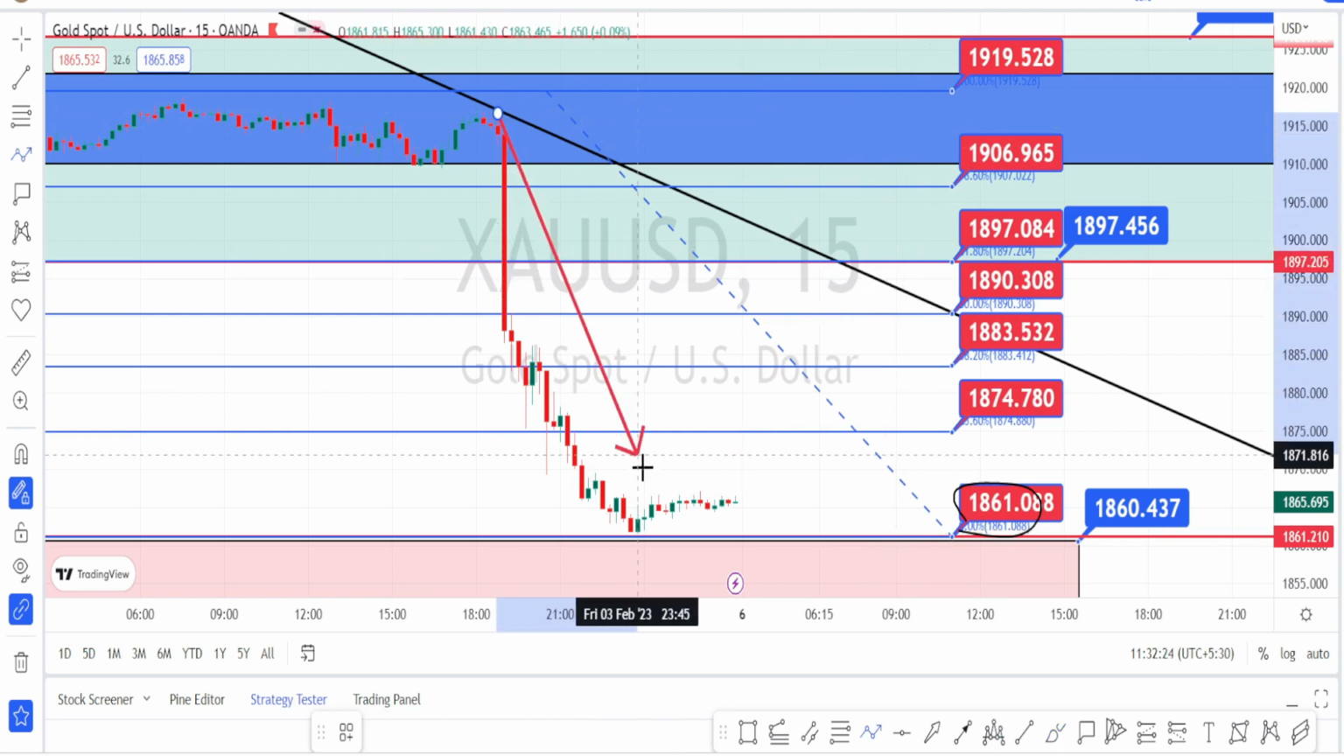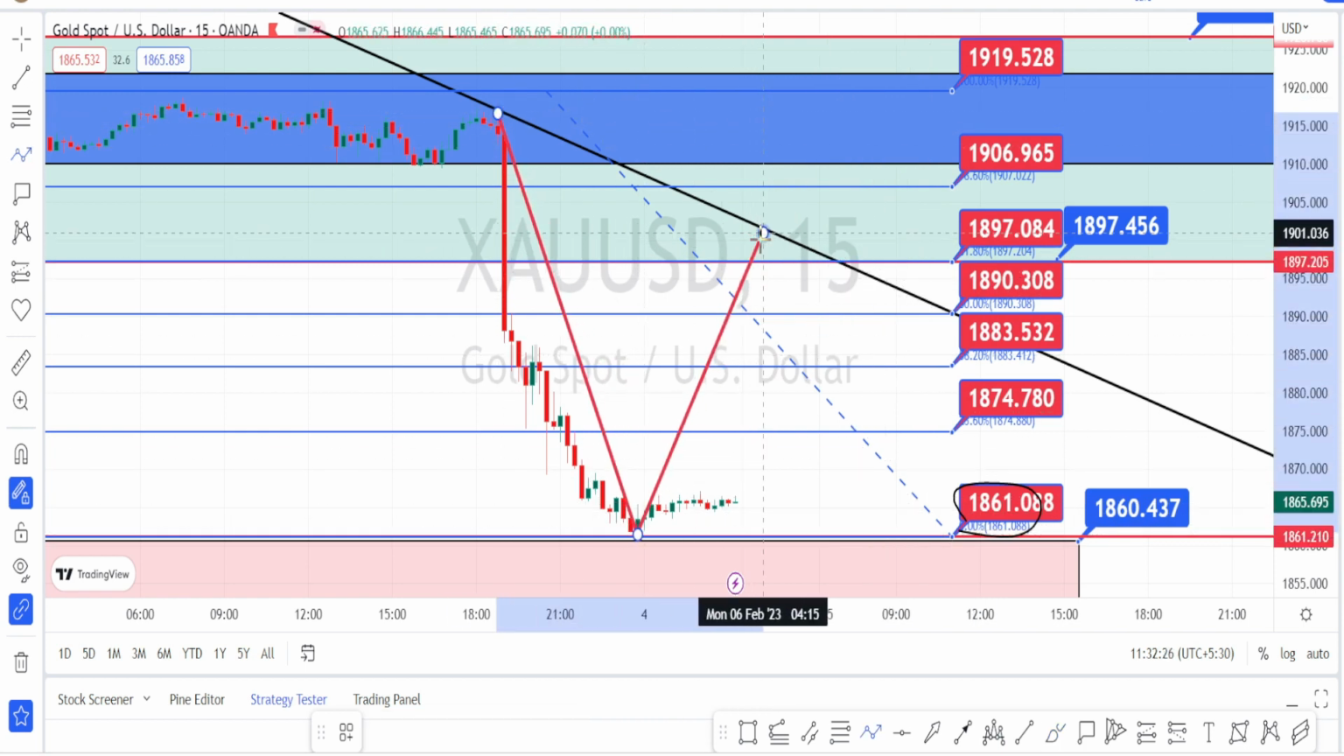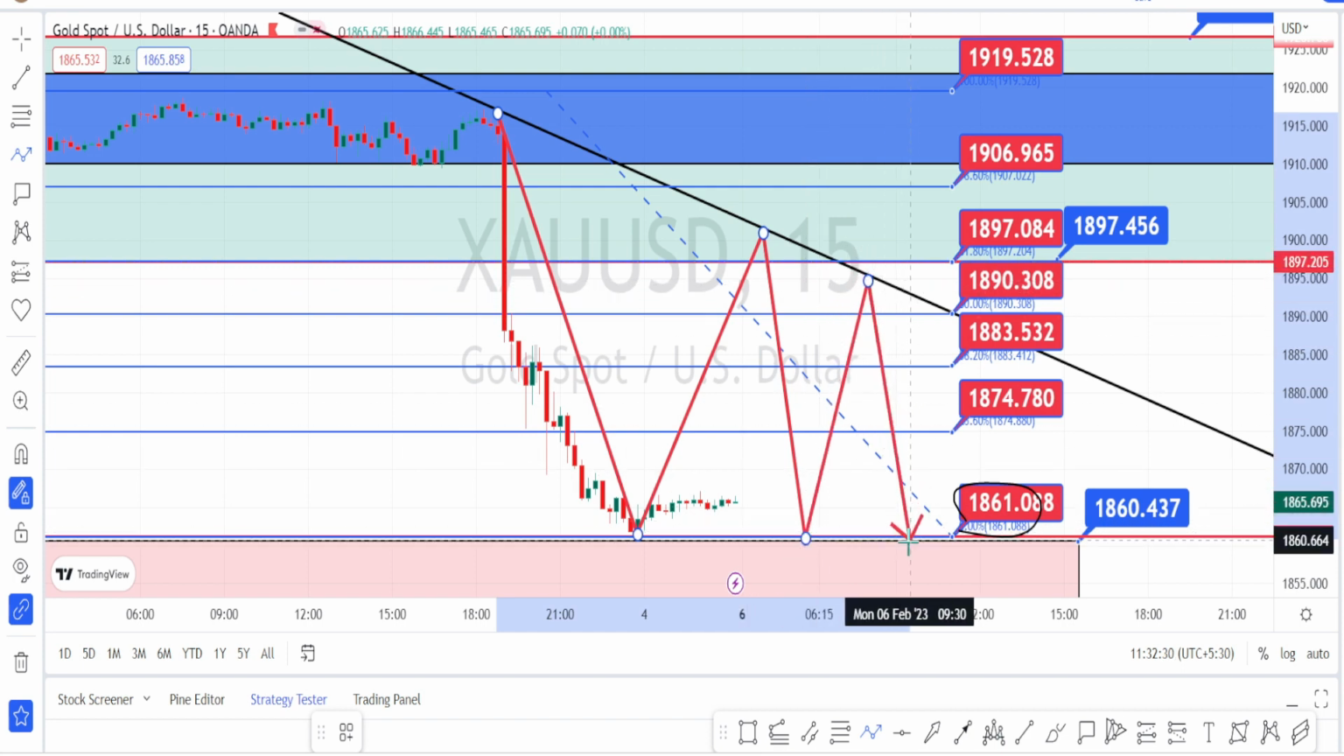So looking at the current situation, we can expect the price action to consolidate within this resistance line and the support zone. Wait for the price action to give a proper breakout on the bullish side or on the bearish side, based on which you can enter into the directional trade in 15 minutes time frame also.